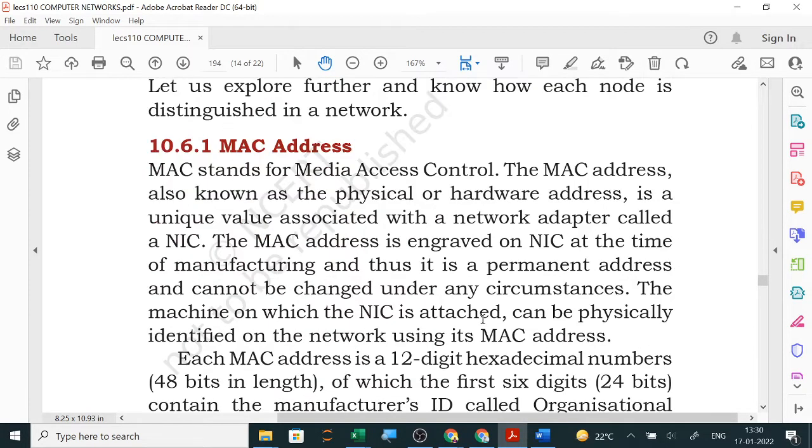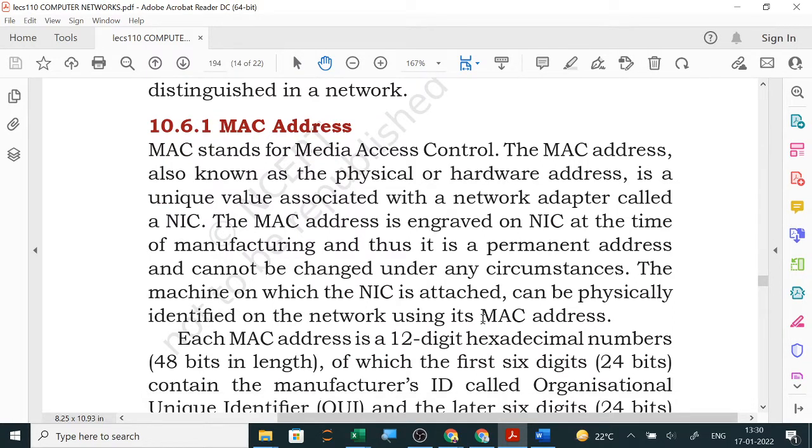Because when we complain about anything to the cyber cell, that we are facing these problems, they very fast can identify from which computer this message was sent, or who is trolling, who is bullying. So immediately they can find out. How they can find out is given here.